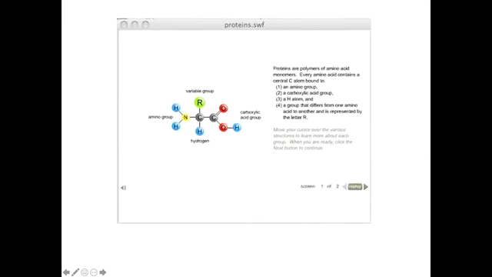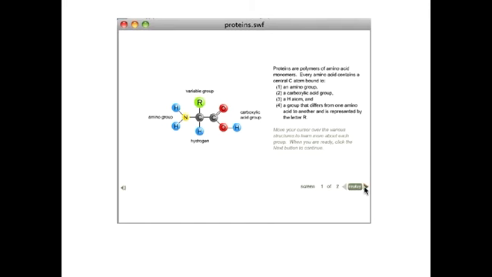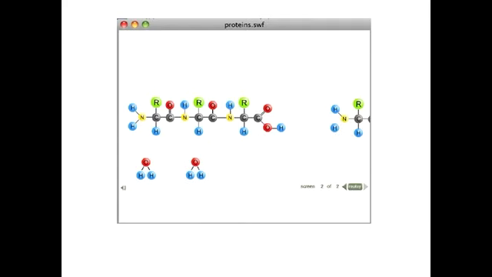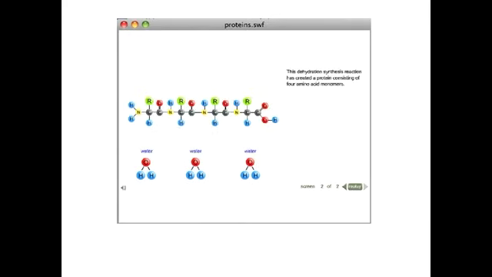So let's look at how the hookup takes place, and then we'll look at protein structure here. Proteins are polymers of amino acid monomers. Every amino acid contains a central carbon atom bound to 1. An amino group, 2. A carboxylic acid group, 3. A hydrogen atom, and 4. A group that differs from one amino acid to another and is represented by the letter R. This dehydration synthesis reaction has created a protein consisting of 4 amino acid monomers.